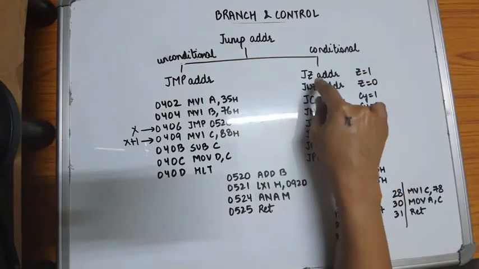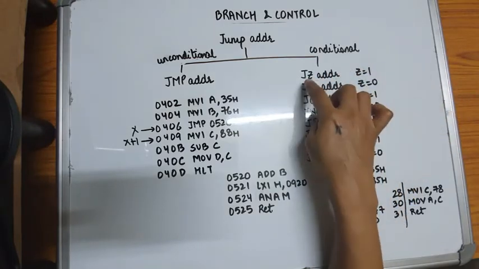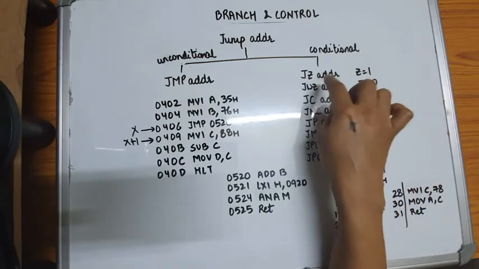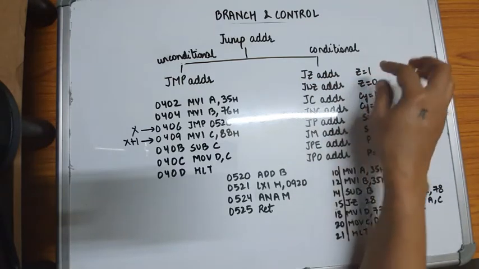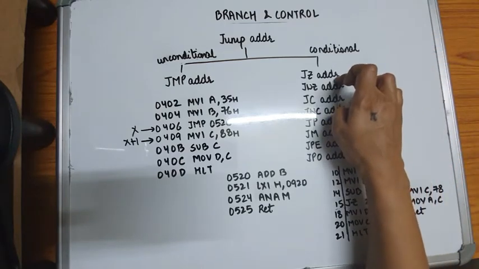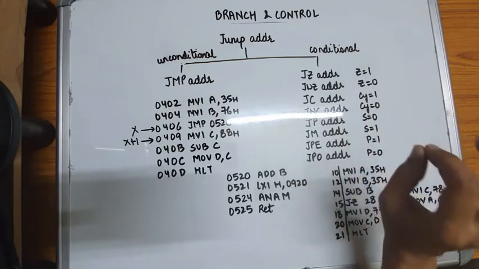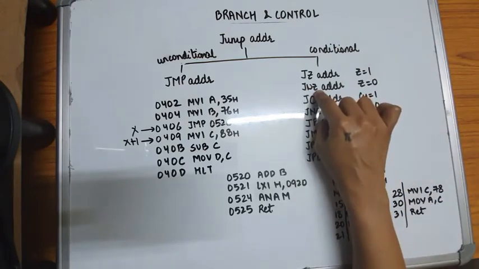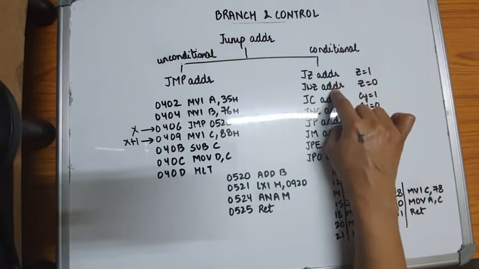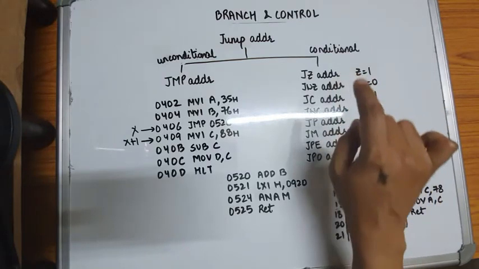So now what do we have here? Jump if zero to address. So the value of the zero flag will be checked. If zero flag is equal to 1, then the control will be transferred to the address. Otherwise, the control will not be transferred. Jump if no zero. Now the value of the zero flag will be checked. If it is 0, then only the control will be transferred to this address.